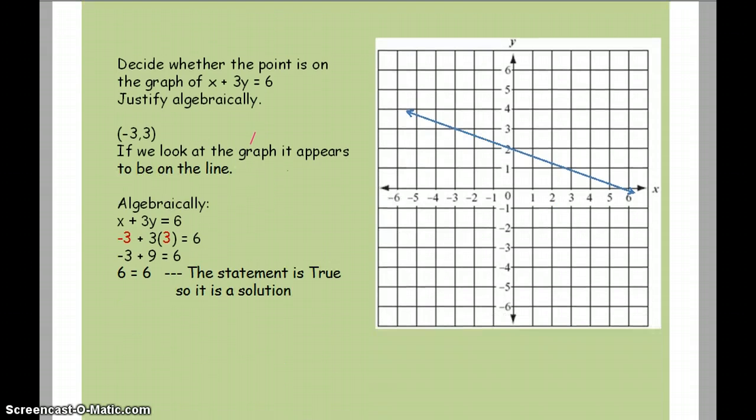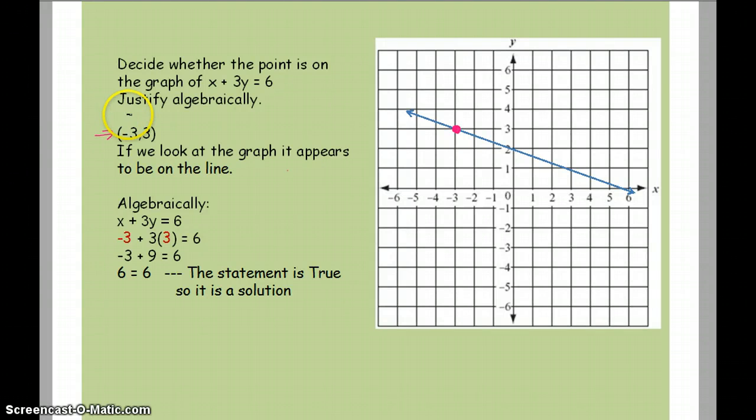Now we're going to decide whether the point is on the graph of x plus 3y is equal to 6. This time we're looking at the point (-3, 3). So go from negative 3 up to positive 3. It looks like it is on the line. In those earlier lessons, when we verified if a point was a solution or not, we were actually seeing if it was on the line.